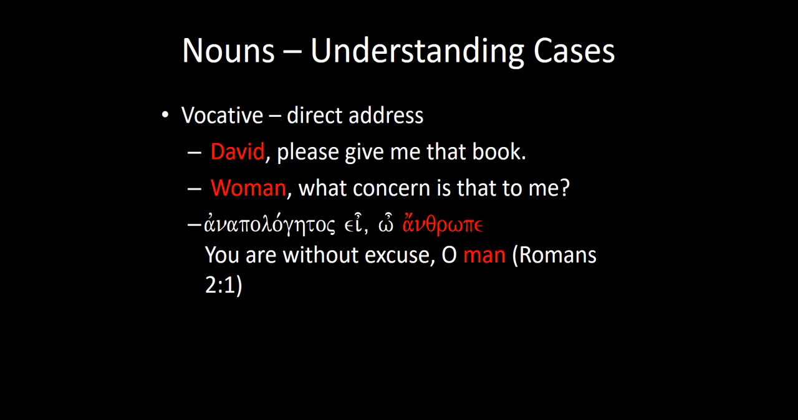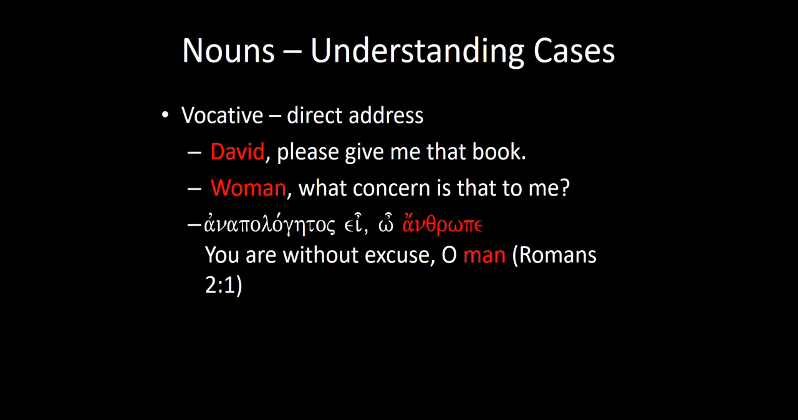Let's think back. Nominative. Nominative was subject or predicate nominative. Genitive showed possession, description. Keyword for genitive was of. Dative, indirect object, location, or means. Keywords to, for, in, by, even with. Accusative, primary use there is going to be direct object. And then vocative is our case for direct address.